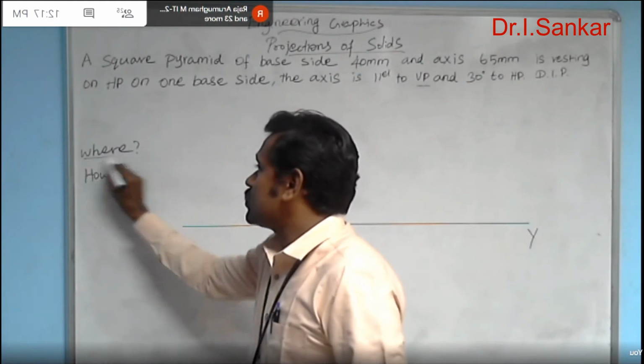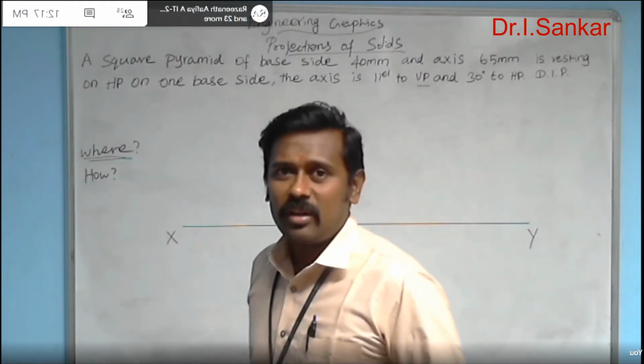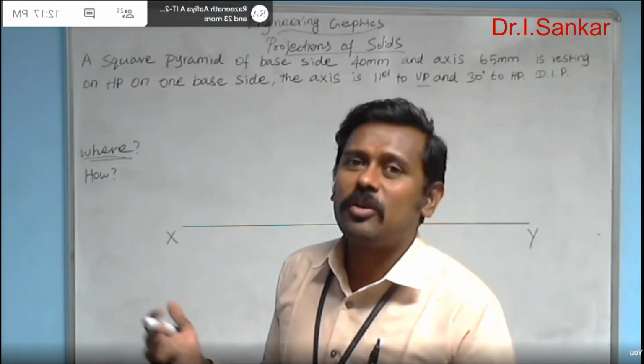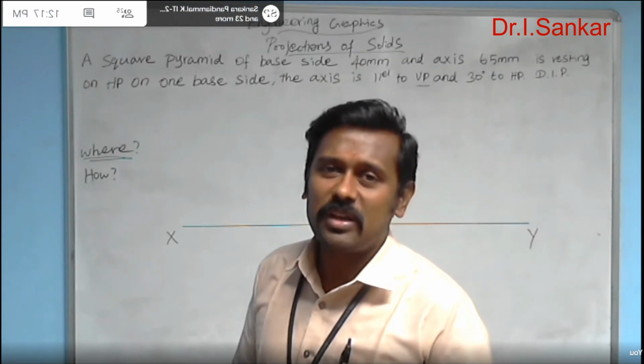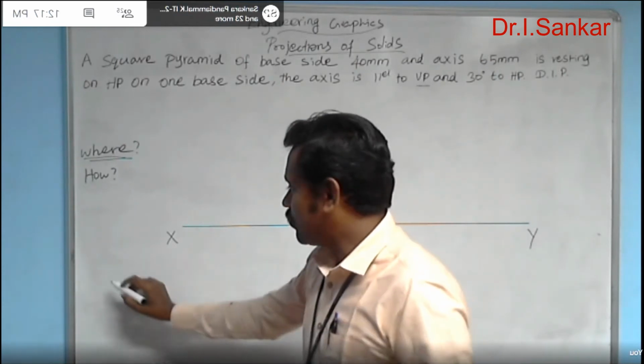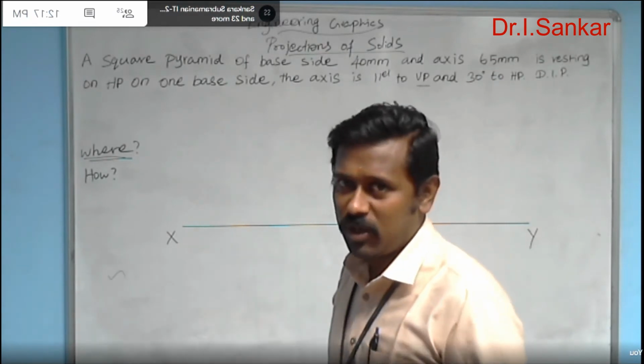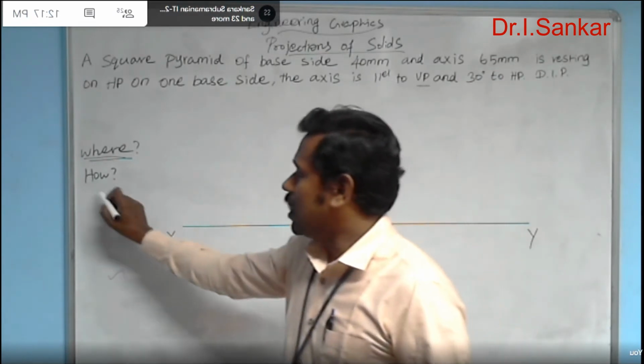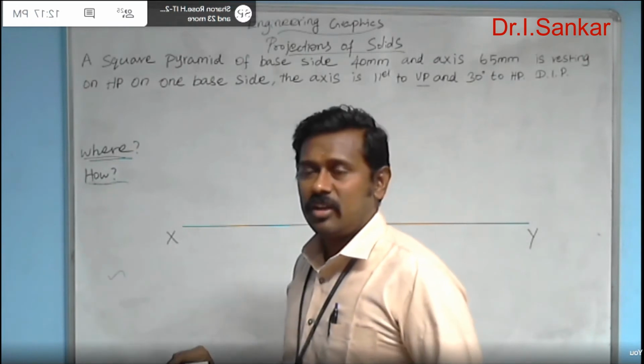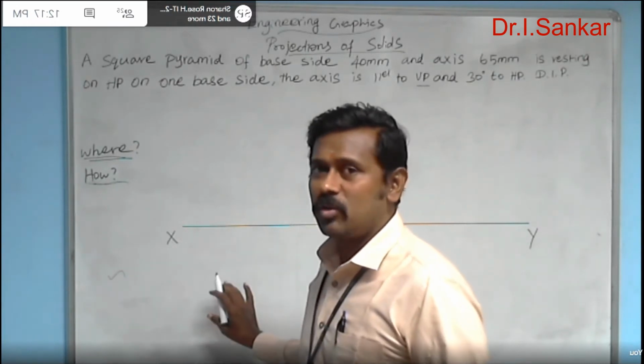So where should the base be? In the top view you are going to get the base. The location of the base is the top view. So from the top view we need to start the answer by drawing a square. Next question: how should the base be? In the top view you are going to draw the square.